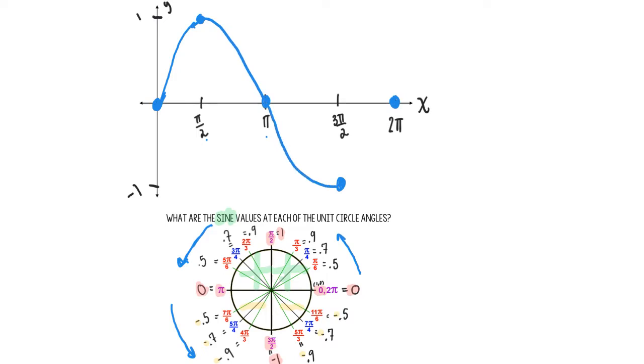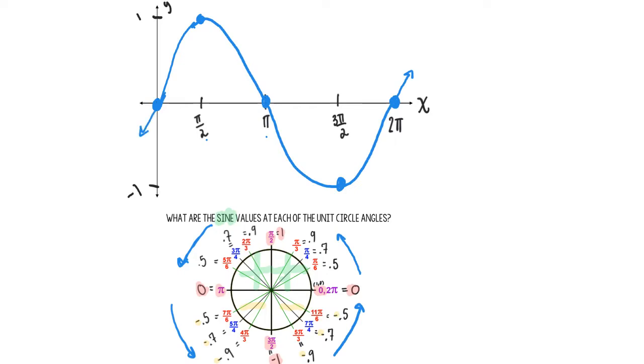And then after pi, it starts getting increasingly negative, getting closer and closer to negative 1. And then as it leaves negative 1, as it leaves 3 pi over 2 and gets back to 2 pi, it gets closer and closer to 0. This is one cycle or one period of the sine function. It will always have this basic shape. Now, as I said, it's a periodic function, so this would continue on to the left and to the right.